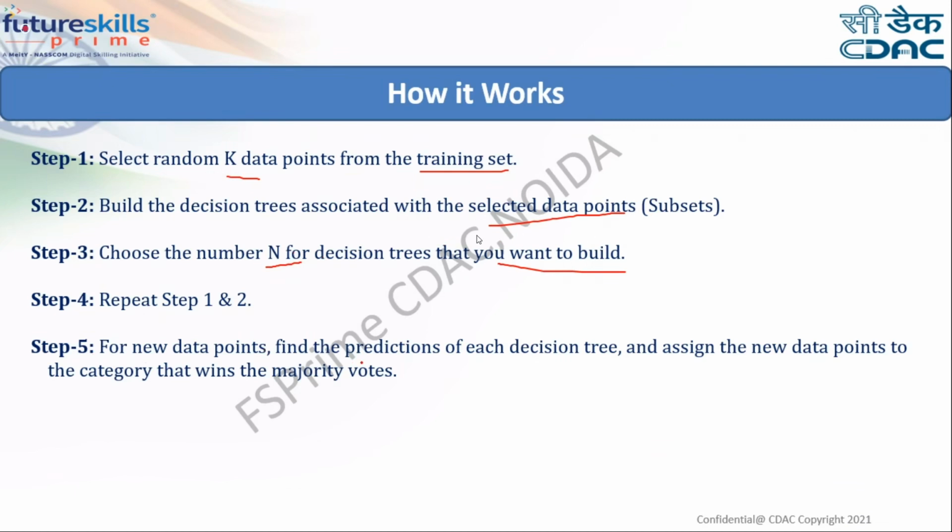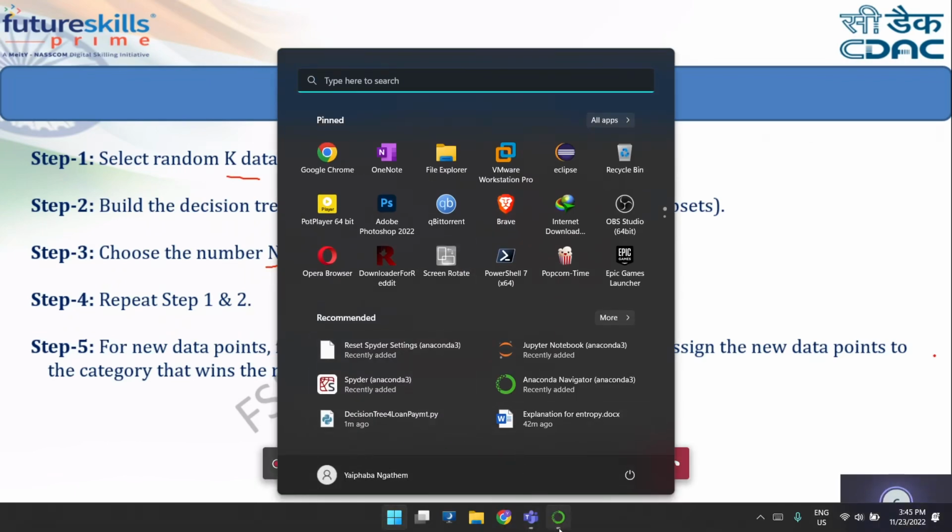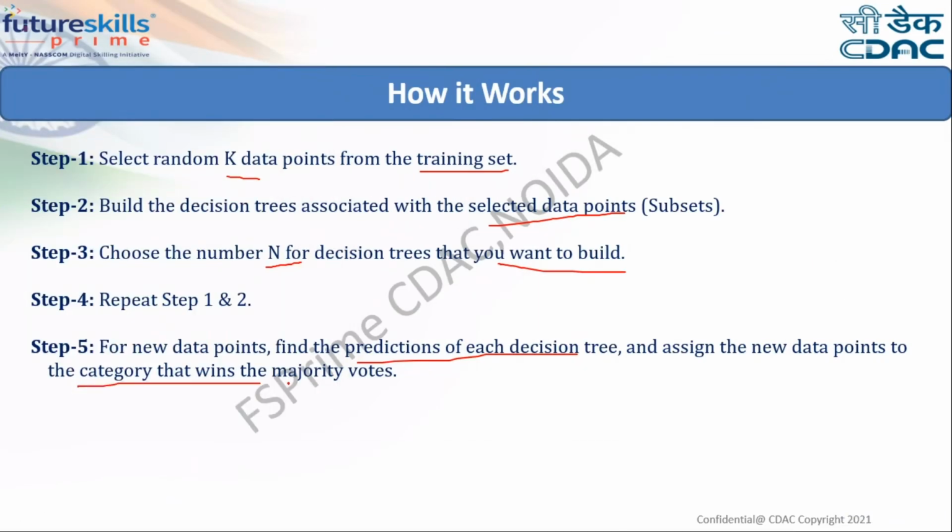Then for a new data point, find the prediction of each decision tree. New data points means the testing data set. For the testing data set, predict the values and assign those new data points to the category that wins the majority vote. According to the majority vote, categorize and give them the value. Means I have one test data set, I have given it to every decision tree, and once I receive the results from them, based on the majority vote, I'll say that this will be yes or this will be no. Okay, like this.